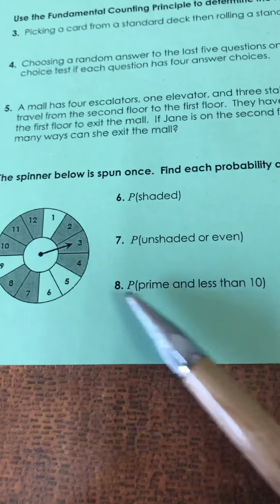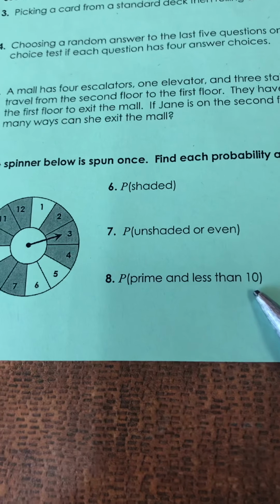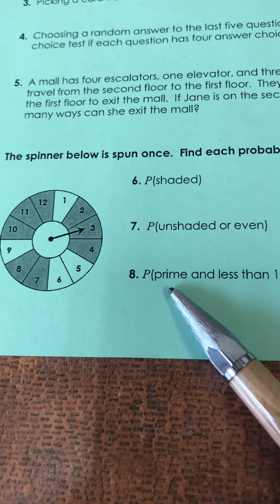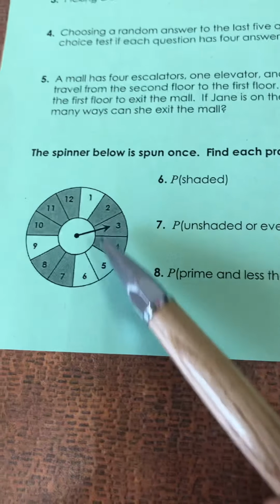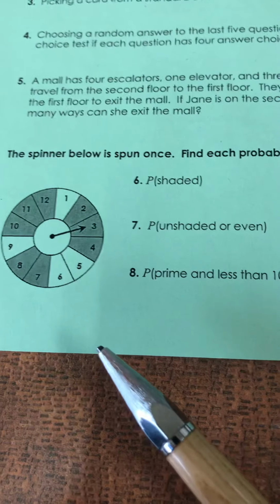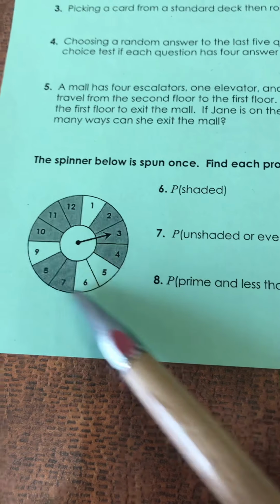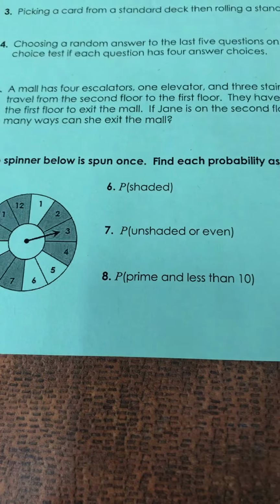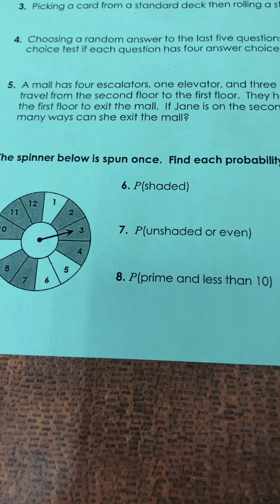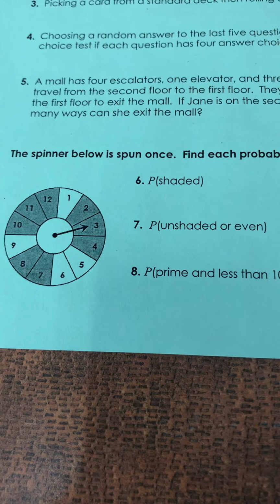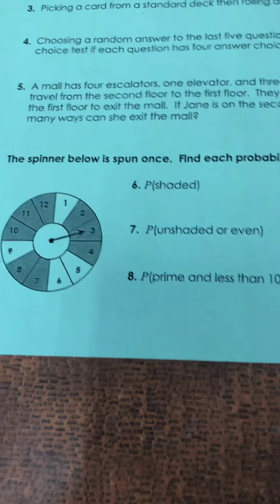Number 8, prime and less than 10. So figure out what the prime numbers are on here. And they also have to be less than 10, the less than 10 prime numbers. So they have to cover both. That's an intersection. Okay, that's number 8.